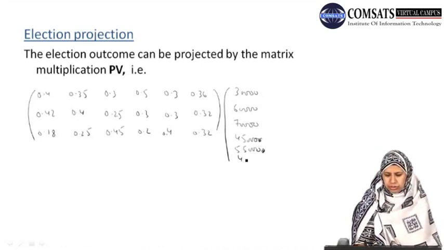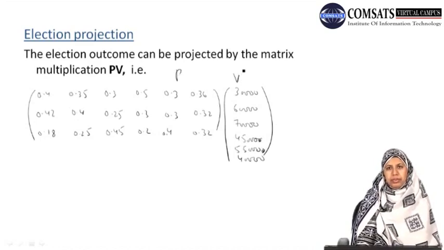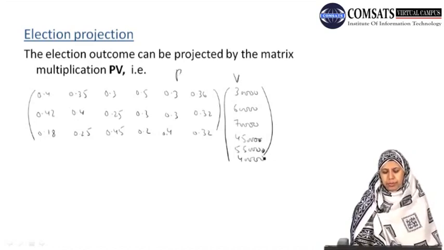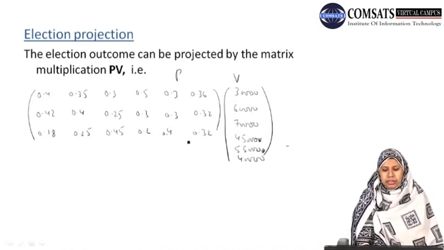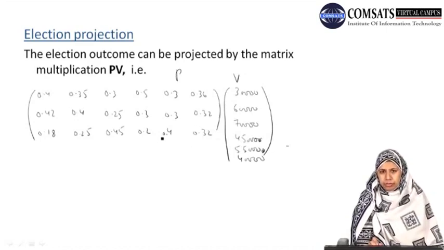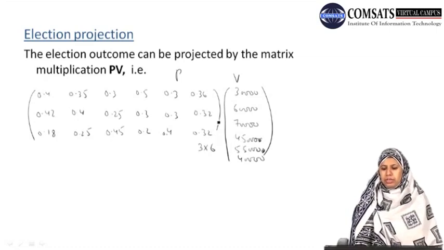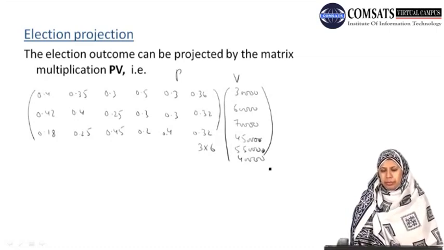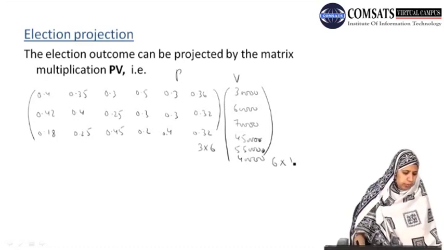And 40,000. So this is our matrix P, this is our matrix V. Okay. And we will take the product of these two matrices. Now our matrix P is a matrix of order 3 by 6, that is, we have 3 rows and 6 columns. Our matrix V is a column matrix of 6 rows and 1 column.